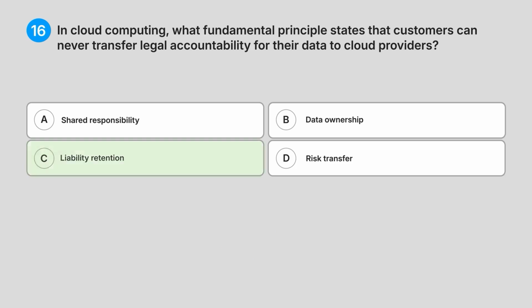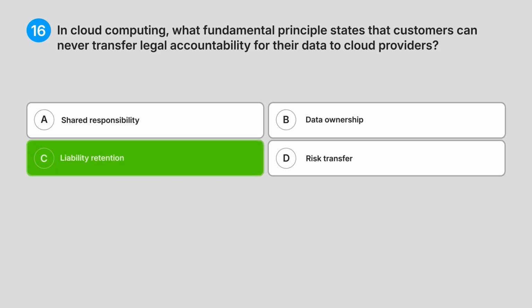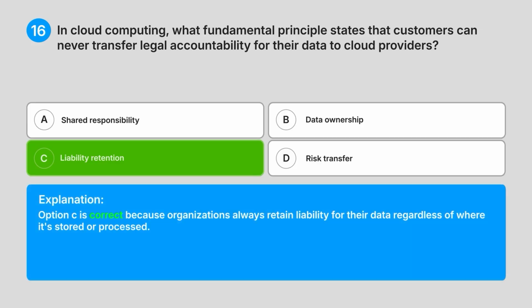Correct answer, C. Liability retention. Explanation: option C is correct because organizations always retain liability for their data, regardless of where it's stored or processed.